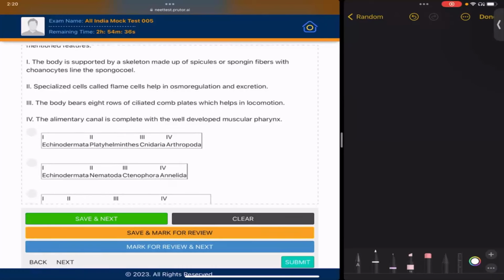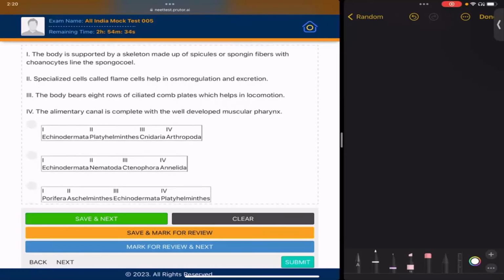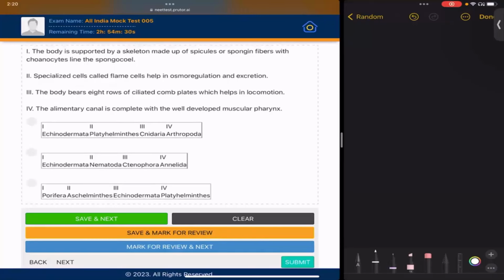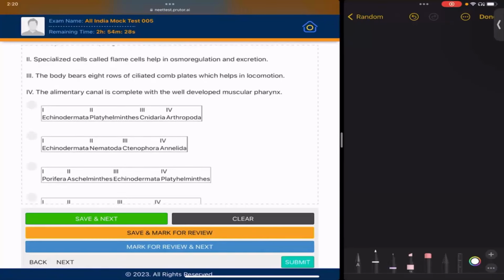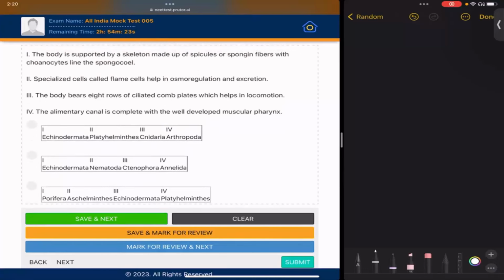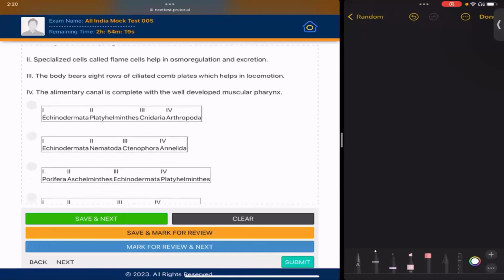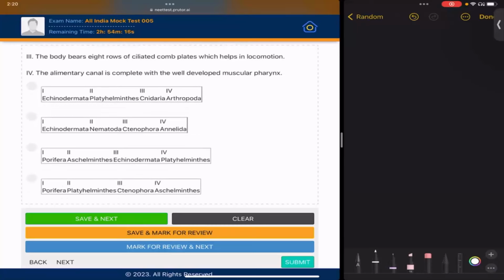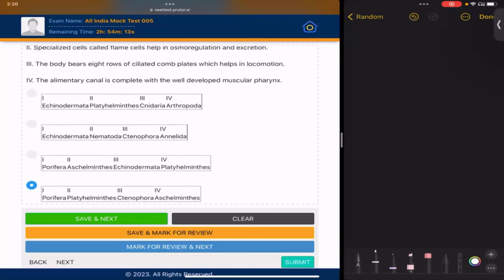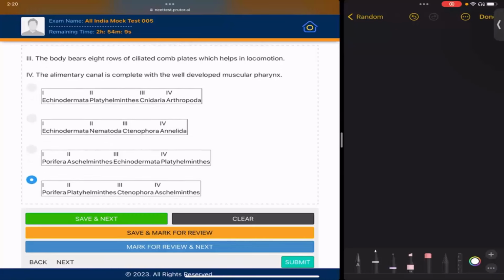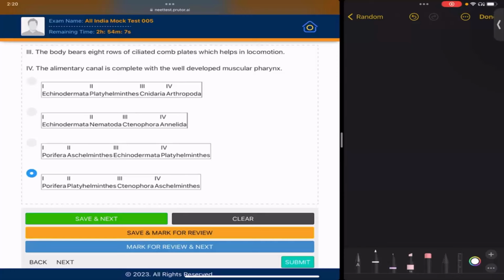Moving on, the next question: we have to find which of these is correct. The body is supported by a skeleton made up of spicules or spongin fibers with choanocytes. This is for the first phylum, that is Porifera. Okay, option number 3 and 4 match this. In the second, specialized cells called flame cells. Flame cells are found in Platyhelminthes, I guess, if I recall. The body bears 8 rows of ciliated combs. This is for Ctenophora. So option D would be the correct answer.